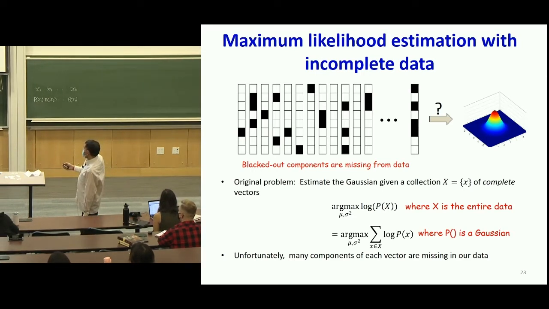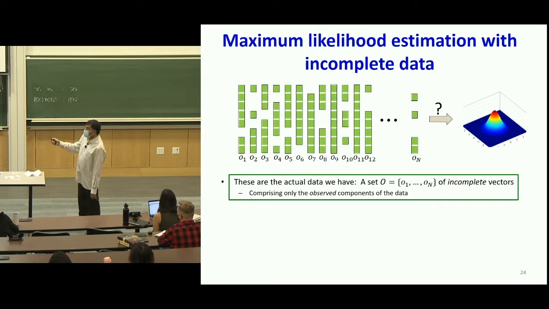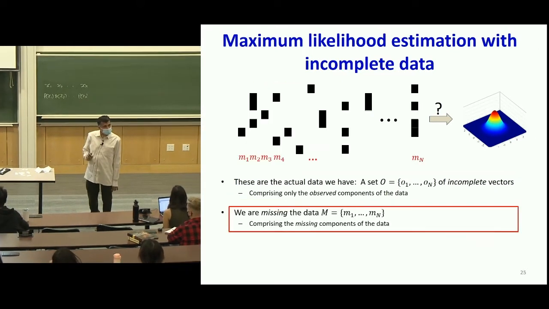And so you would just be trying to find the mean and the variance that maximize the sum of the log Gaussians for all of the observations. But then many of our components are missing. So here, this is all the data you're observing, and these data are missing, right?